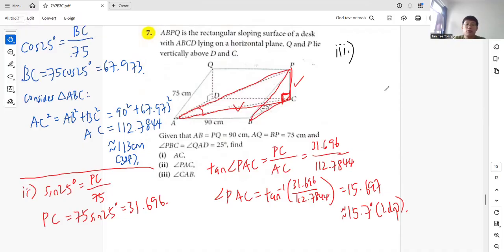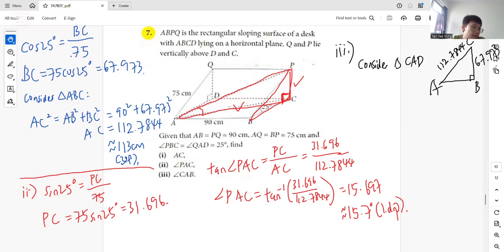Okay, now moving on to part 3. So find angle CAB. CAB is the one at the bottom, the one lying down. So you have to consider triangle CAB. Let me draw it out. CAB like that. AB is 90. We have already found AC, which is 112.7844. And we have also found BC in part 1, 67.973. So how to find CAB?